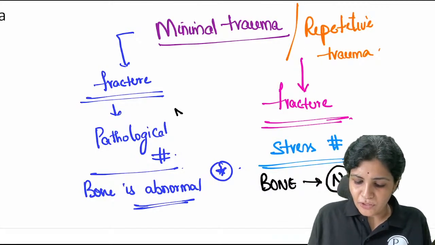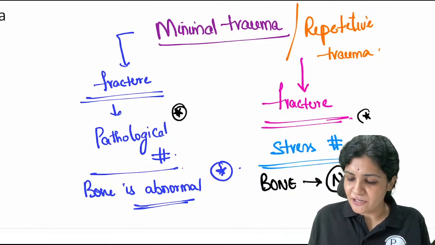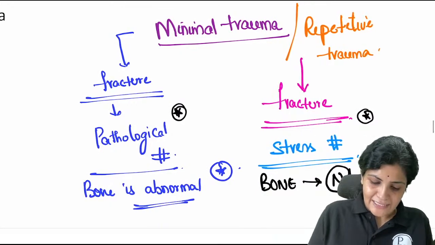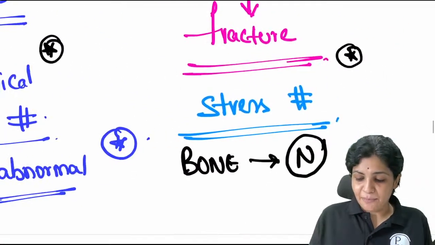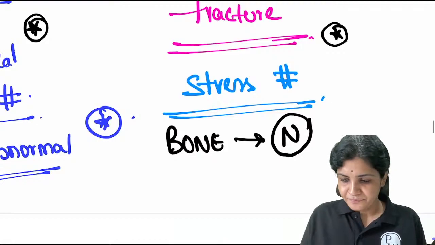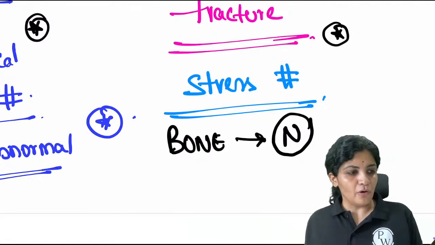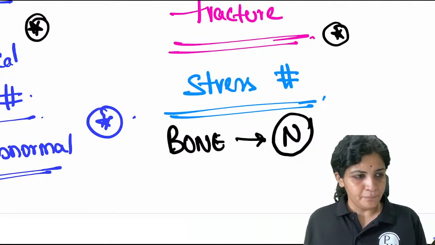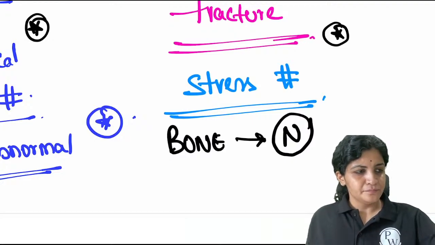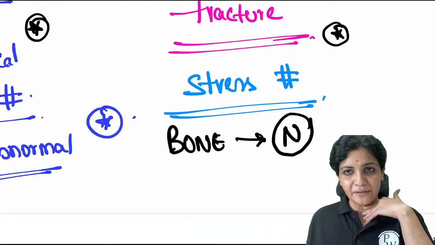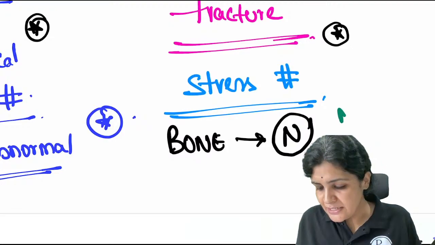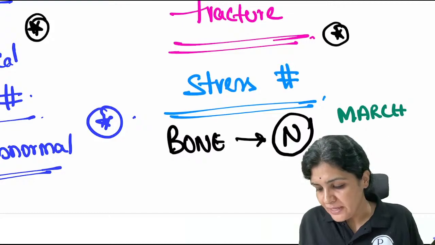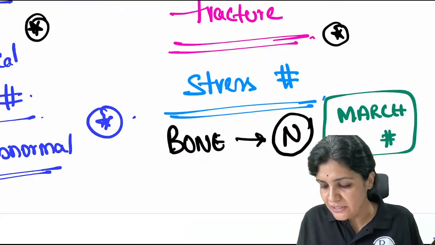So now I have told you the concept of pathological fracture and a stress fracture. Now the example of your pathological fracture here is your OI, osteogenesis imperfecta. Can you tell me the example of a stress fracture? Eponym of a stress fracture? Name of the stress fracture? Nathan, I think you can try. Yes, very good. It is March fracture. The example of stress fracture is March fracture.